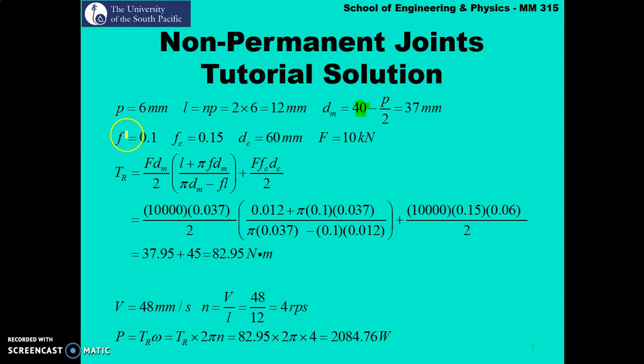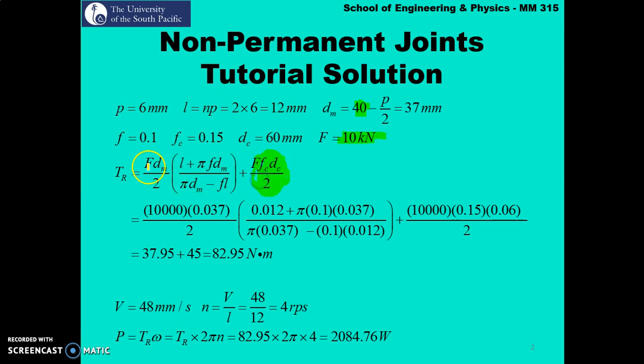f is the coefficient of friction of the thread, fc is the coefficient of friction of the collar, and dc is the frictional diameter of the collar, which was 60 mm. The load was given as 10 kilonewton. So the torque required to raise the load is given as such: W dm divided by 2 into (L plus pi f dm) divided by (pi dm minus f L). And then this takes into account the torque due to the collar that is introduced.